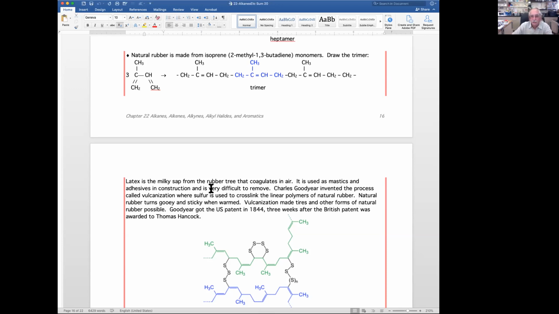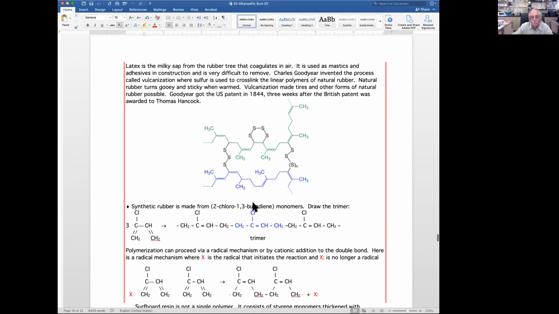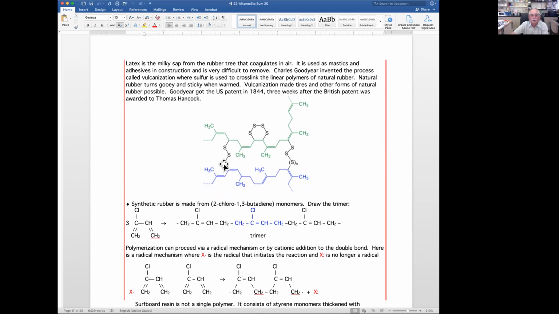So it's this gooey stuff. It never really gets hard. And then Charles Goodyear, from Goodyear Tires, invented the process called vulcanization, where he used sulfur to cross-link the polymers to make them much more stable, okay? So yeah, that gave us tires. Without this, we wouldn't have tires.